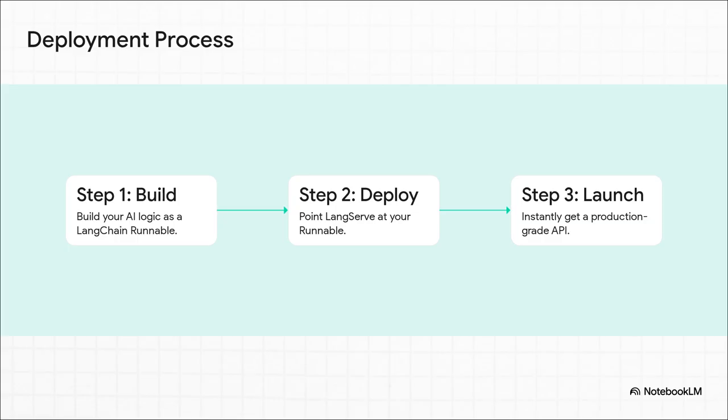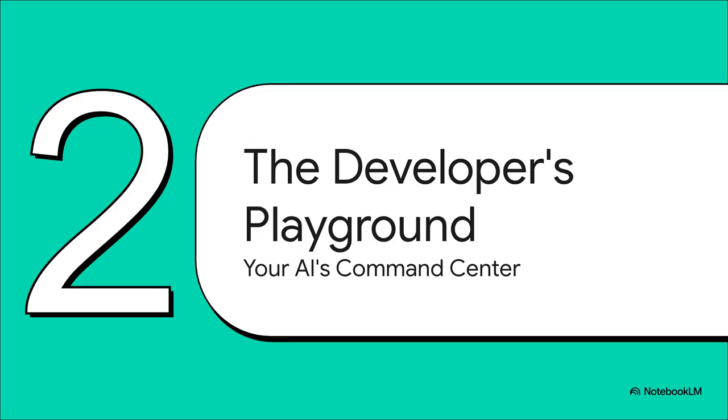Step 1, you build your cool AI thing. Step 2, you just point LangServe at it. And boom. Step 3, you have a real API ready to go, with all the endpoints you'd need for streaming or batching. It's supposed to be this seamless jump from an idea to a product, but the API is actually only half the story. This is where things get really, really cool.